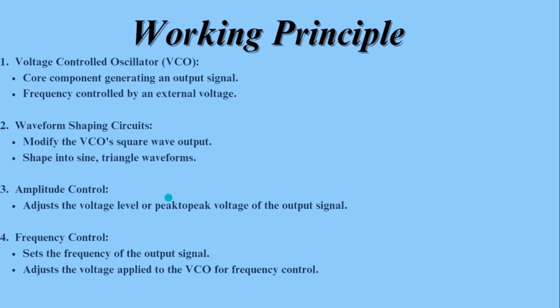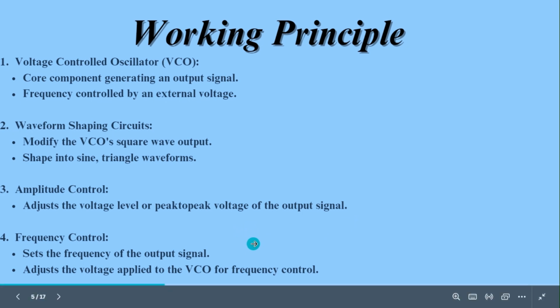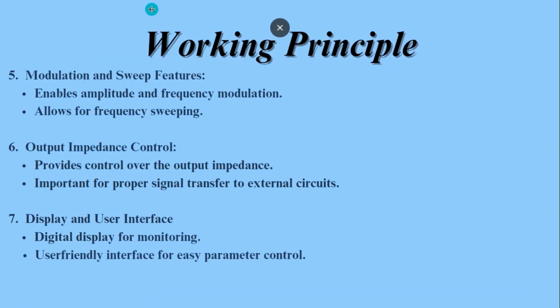Next, we have amplitude control. It adjusts the voltage level or peak to peak voltage of the output signal. Next, the frequency control. It sets the frequency of the output signal and adjusts the voltage applied to the VCO for frequency control. Next is the modulation and sweep features. It enables the amplitude and frequency modulation. It also allows for frequency sweeping of the waveform.